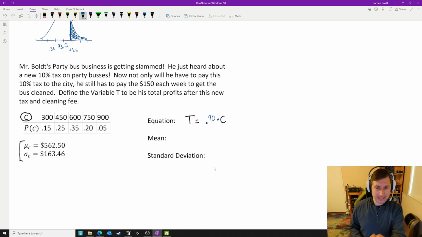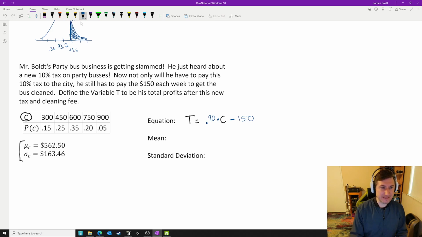So there I've got my 90% still. The government took 10%, but I still have the 90. Now I have to pay the cleaners. They made a mess of my party bus. Shocker. Now I have to pay the cleaners $150. So here's my linear transformation. This is my new variable T for the total profit I will have after the taxes and the cleaning fee.